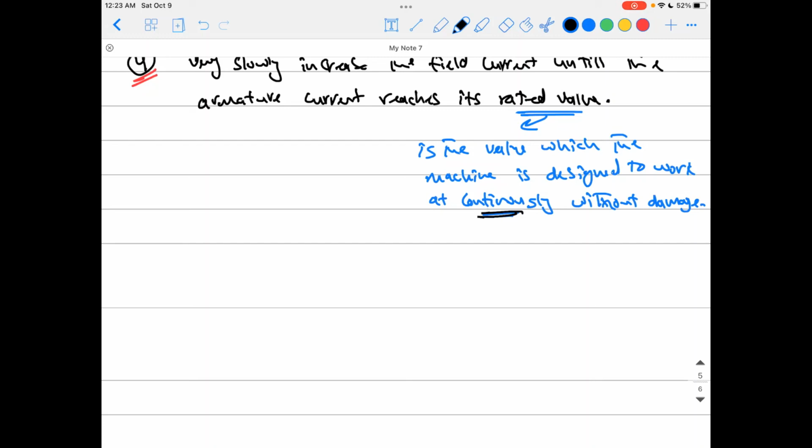That means that I'm saying continuously, because the machine can handle a little bit higher than the rated values, but for a very short amount of time. But it's not advised, it's not something we like. So the typical working condition of the machine is to be working at the rated conditions all the time: the rated voltage, rated current, rated torque, and all that stuff.